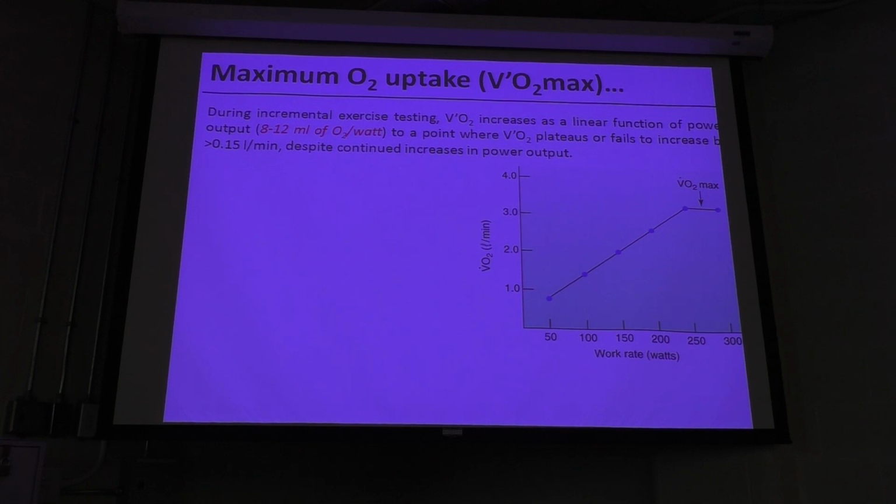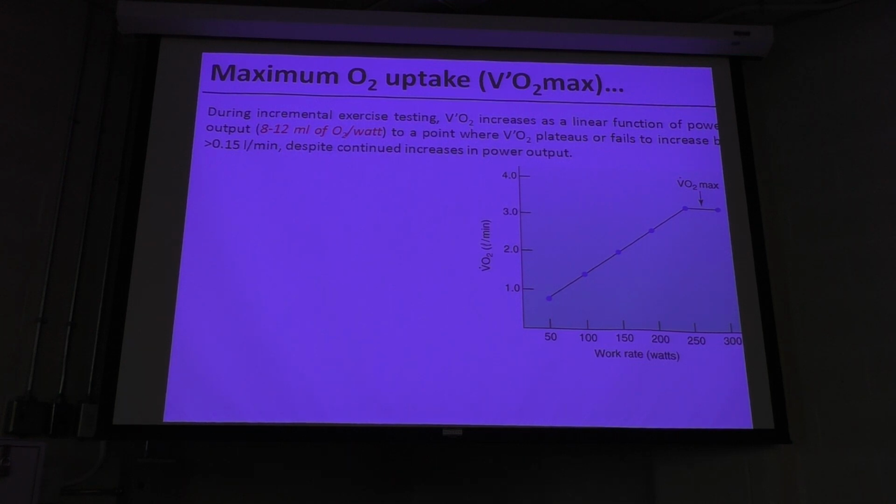So if you're using tons of oxygen for a given power output, that's not necessarily good. Okay, so you see this often in things like mitochondrial disorders or mitochondrial myopathies, where the muscle is utilizing tons of oxygen to support a very low level of work. Okay? But we do have this normal range of about 8 to 12 mL of oxygen per watt.